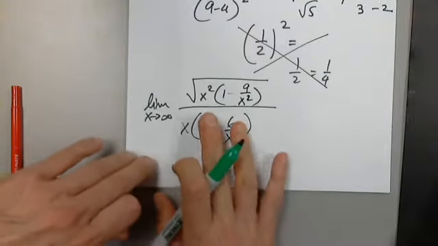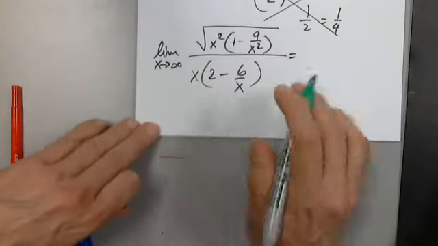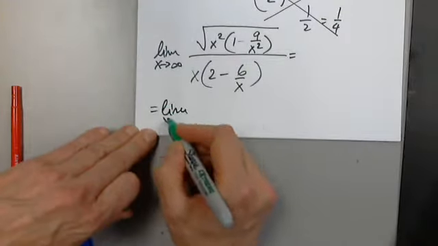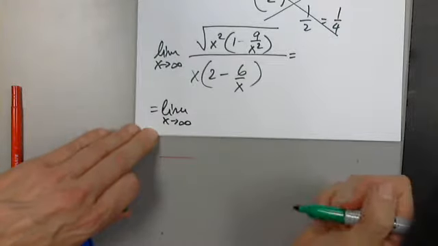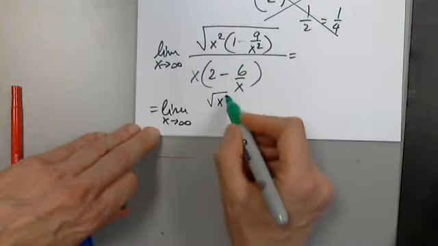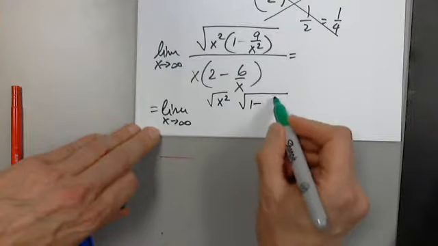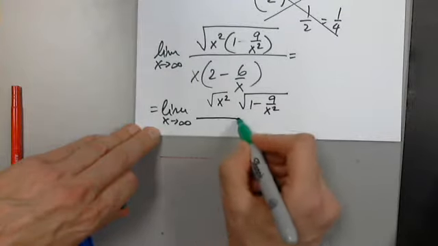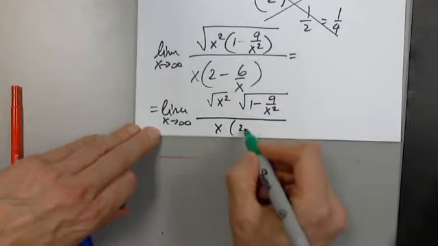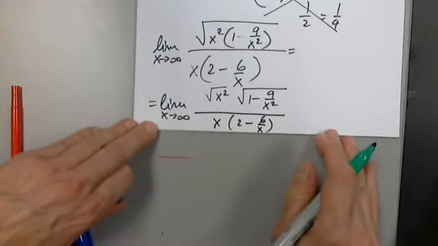Perfect. Because now this is a product, I can simplify it. I can only simplify products or quotients. So this is the square root of x squared, and this is the square root of 1 minus 9 over x squared, divided by x times 2 minus 6 over x.